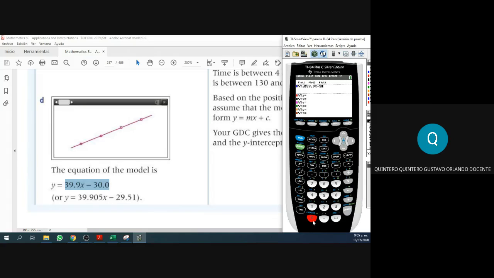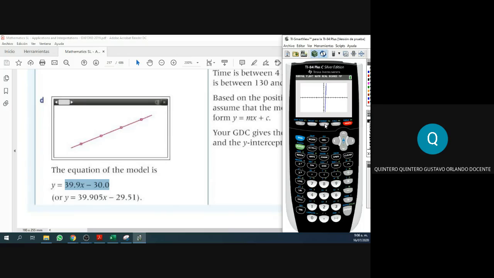Minus 30. That is the function. If I press enter and then graph, I should have the function appearing in a minute. Now, as you can see here, the calculator is processing. It's thinking. All right, this is my function. Now, of course, your function may appear differently in your calculator because the window is different for your calculator.